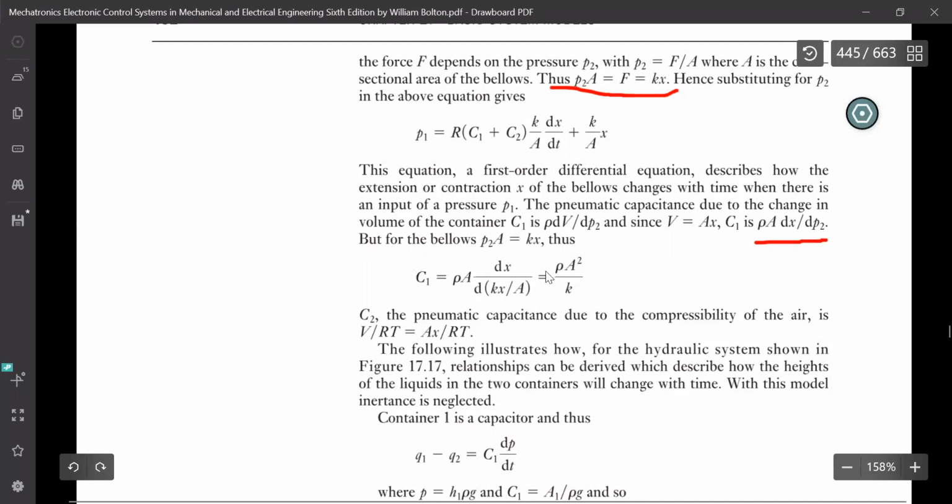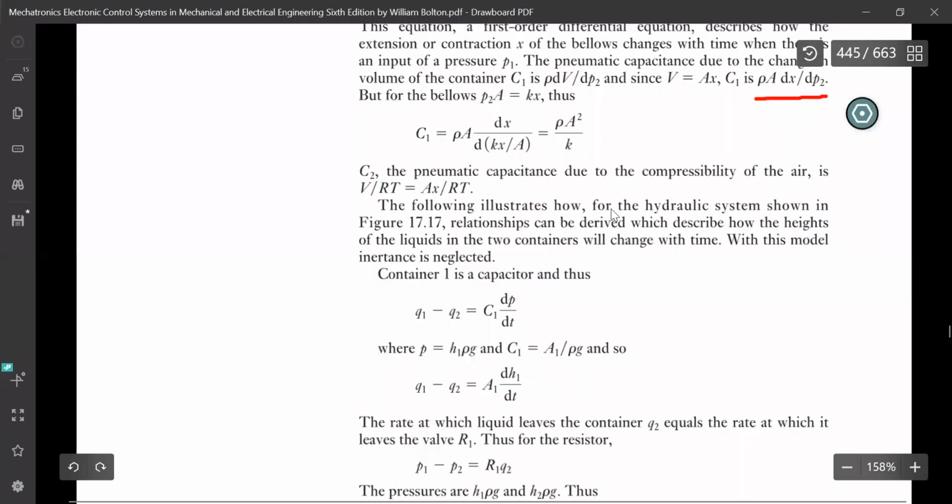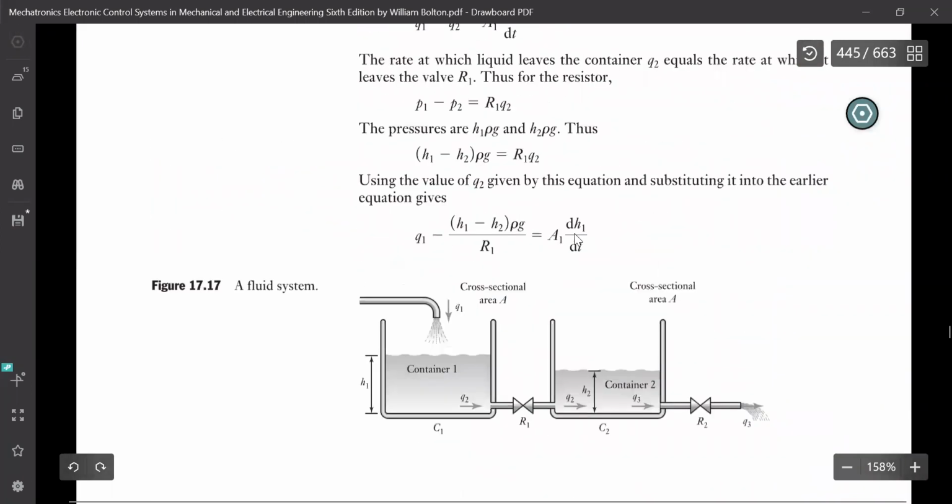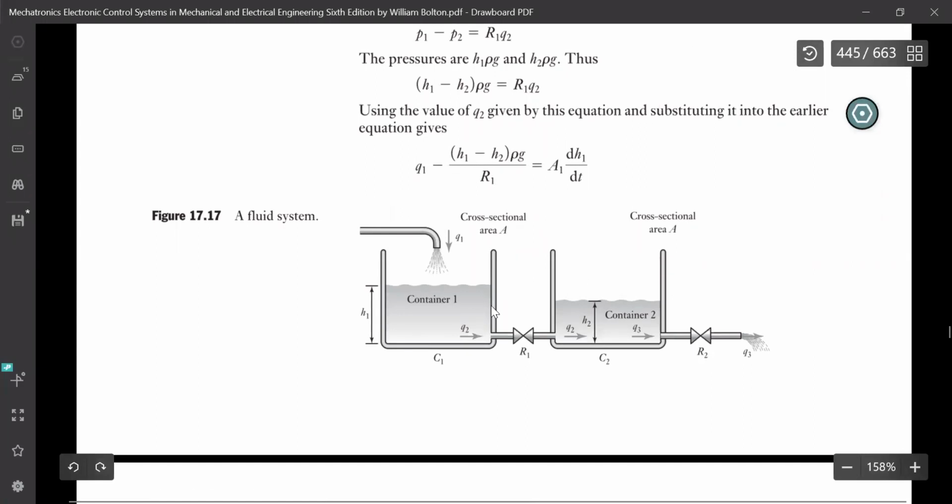So this is the value for C1. C2, the pneumatic capacitance due to the compressibility of the air, is V by RT, which is equal to AX by RT. The following illustrates how, for the hydraulic system shown in the figure, relationships can be derived. This is the system I was talking about.